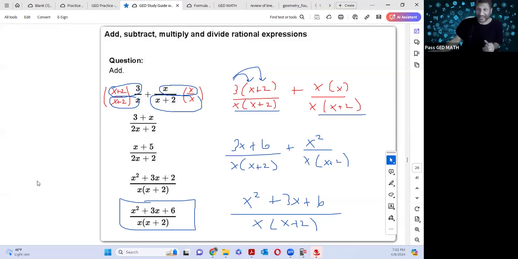This is a hard problem. This is a problem that takes time because, first of all, you have to realize that these two rational expressions have two different denominators. Then you had to multiply by the other denominator. Then you had to use the distributive property. Then you had to combine like terms. It's a lot of work in this problem. So if I see a problem like this again, what I would tell you to do is finish the exam, then come back to it.